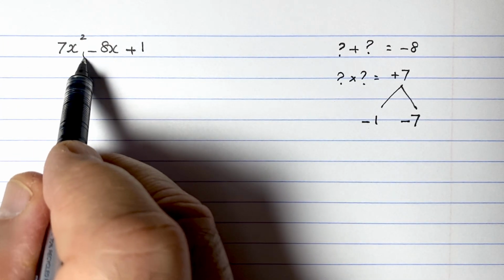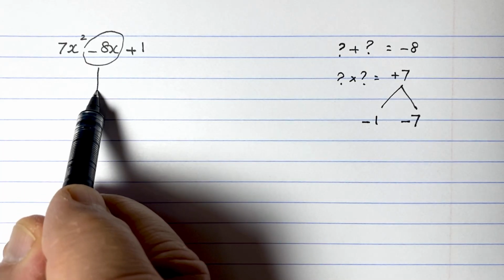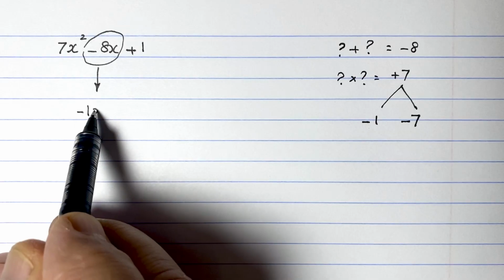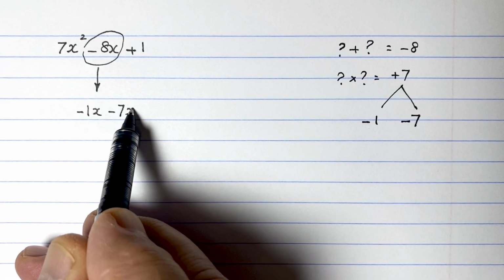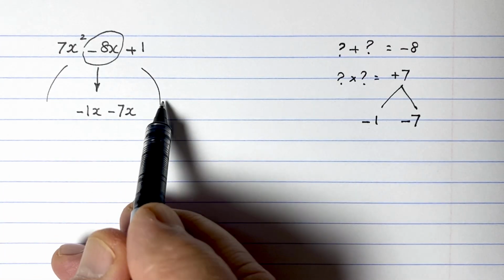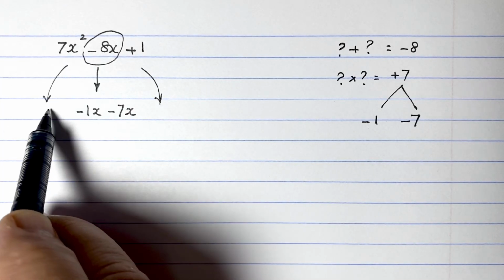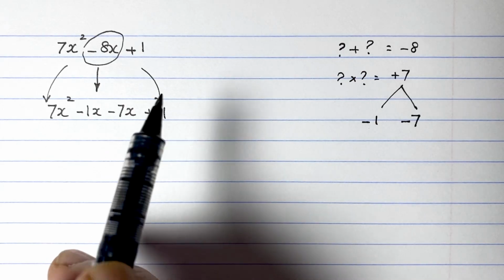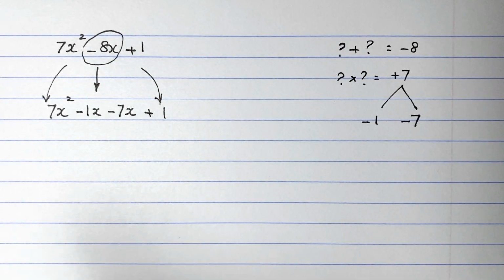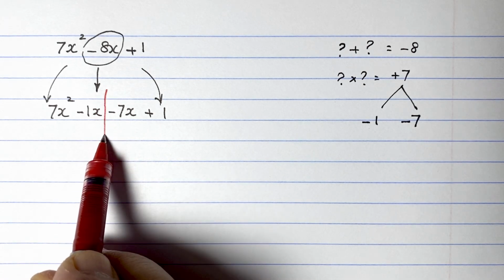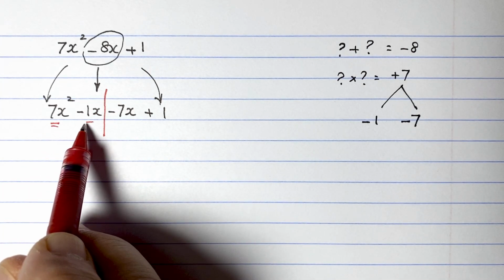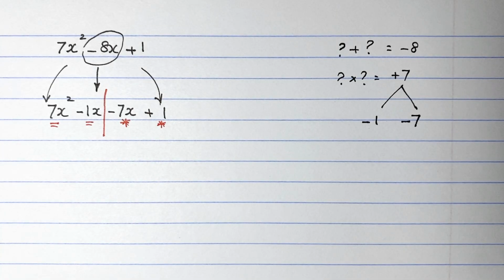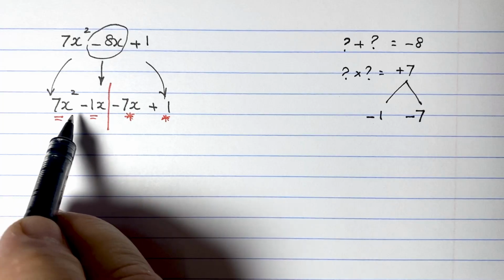So here, the standard method, you are splitting minus 8x to minus 1x minus 7x. Bring the next two down, 7x squared plus 1. And here, split them into a four-term factorization into a pair of two-term factorizations.